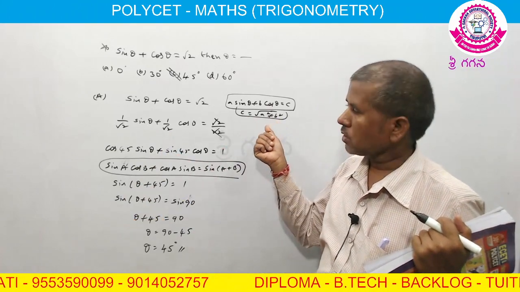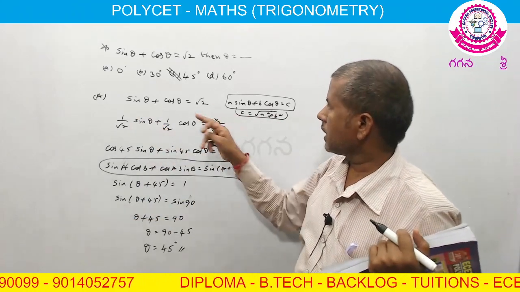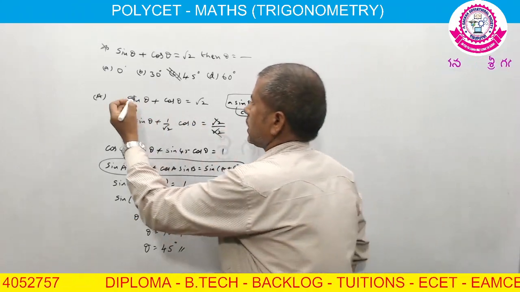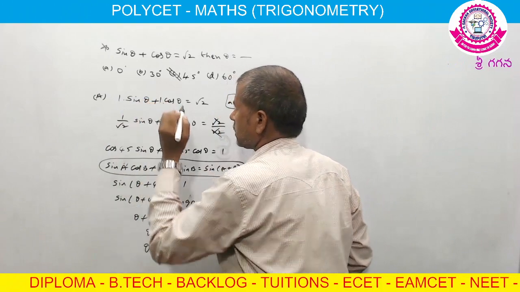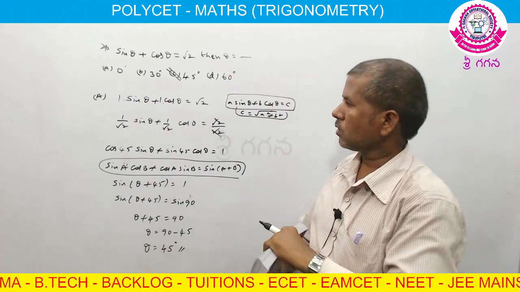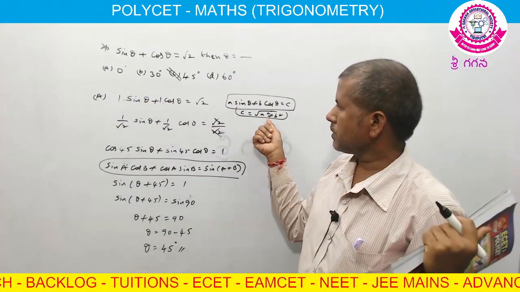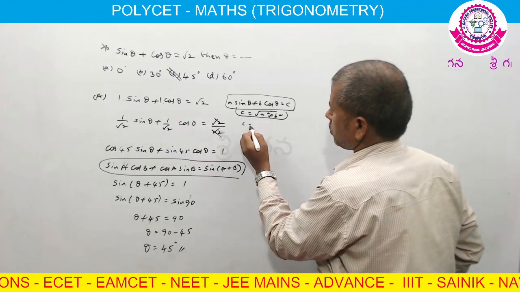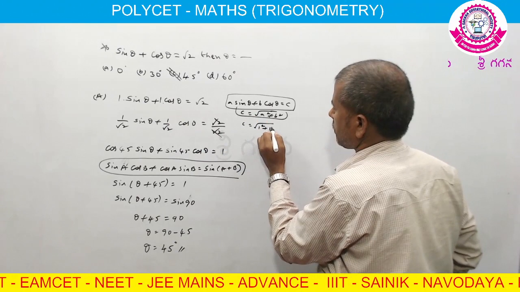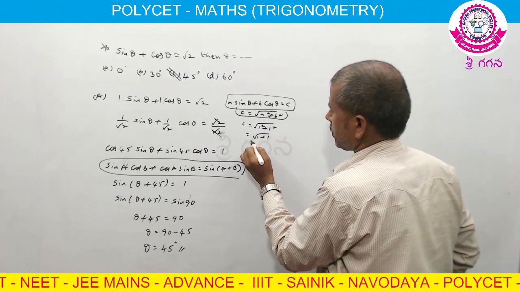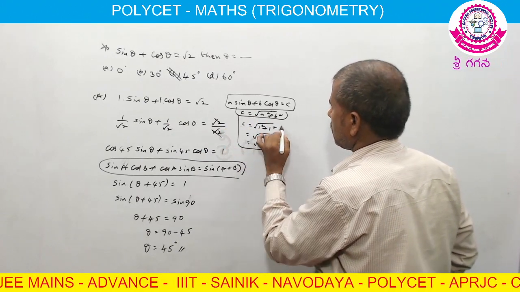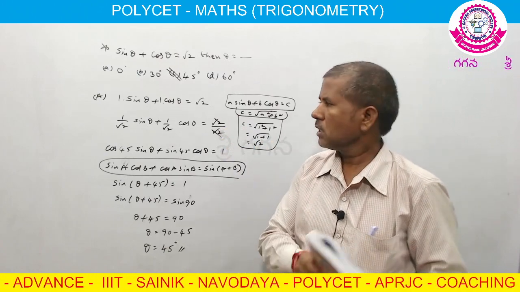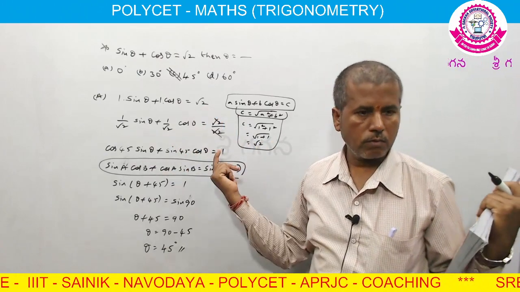So here there is no value written, so A equals 1, B equals 1. C equals root of A square plus B square, which is root of 1 square plus 1 square, root of 1 plus 1, which is root 2. So we divide both sides by C, root 2.